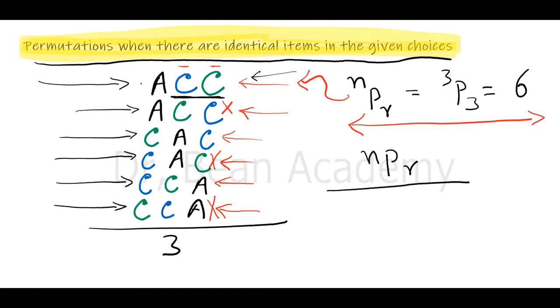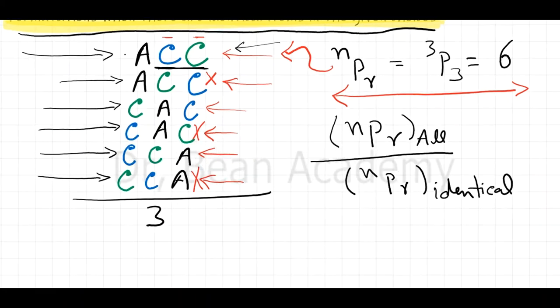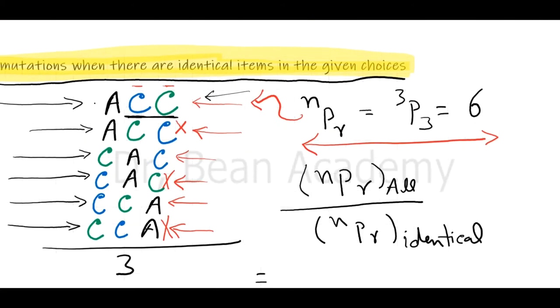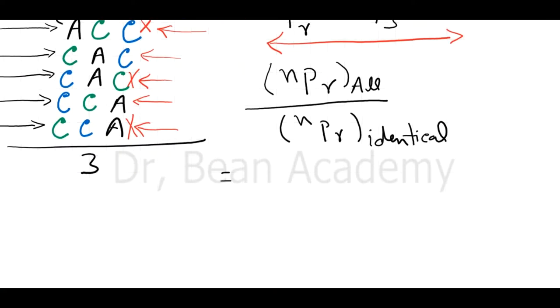So if I write all the permutations which I can make with C, it means this is for all, and then I will write nPr of the identical items. So how can I do that? Let's see. So for nPr all, it means that I have three choices, right? And the size of the permutation is 3.